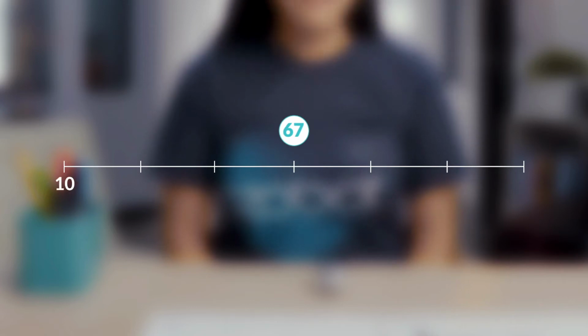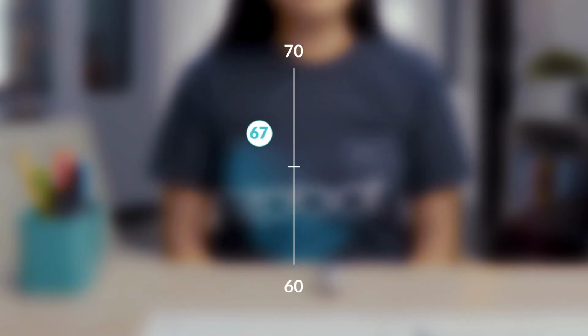Here's a different number, 67. If I count by tens again, 10, 20, 30, 40, 50, 60, 70, I know the number 67 is between 60 and 70. The number in the middle of 60 and 70 is 65. Since 67 is more than 65, I will round up to 70.